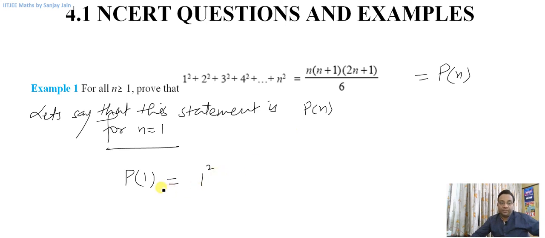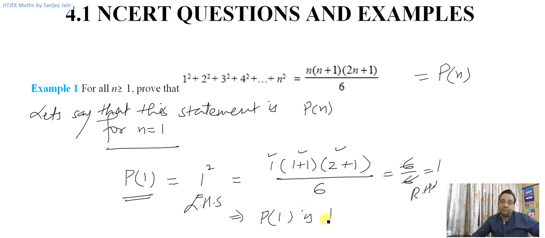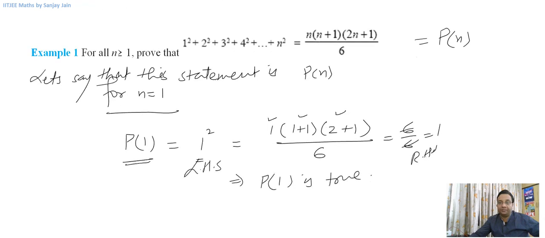So for n equal to 1, P of 1 is 1 squared, and on the right hand side it is 1 into 1 plus 1 into 2 into 1 plus 1 divided by 6. Now if you notice, this is 1, this is 2, this is 3, so 6 by 6, and it will give you 1. So left hand side is equal to right hand side, hence I can say P of 1 is true. So this is my base step and I am done with the base step here.